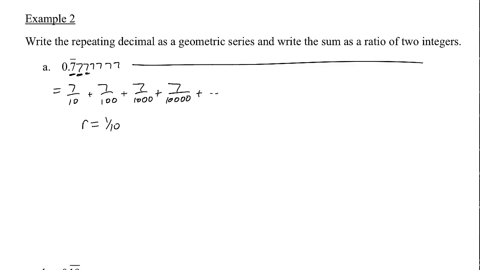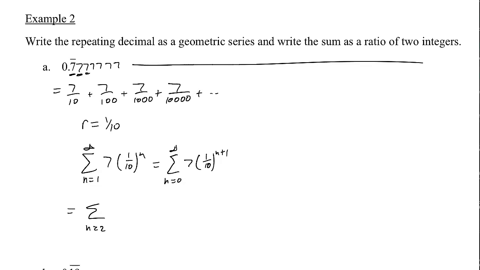So if I wanted to write this as a series, n equals 1 to infinity, and it's 1/10 to the n times 7. This could have also been written as n equals 0 to infinity, 7 times 1/10 to the n plus 1. This could have also been written as n equals 2 to infinity, 7 times 1/10 to the n minus 1. So just think about the exponents on these things. We can write these really infinitely many ways.